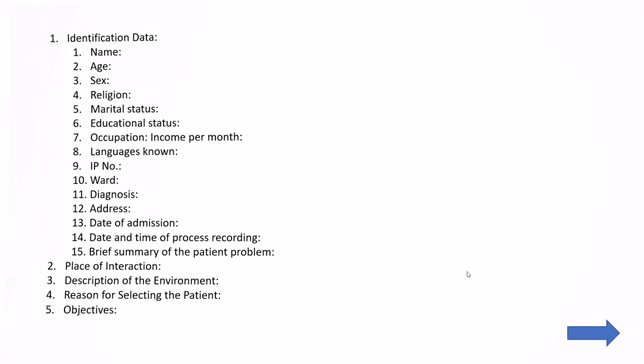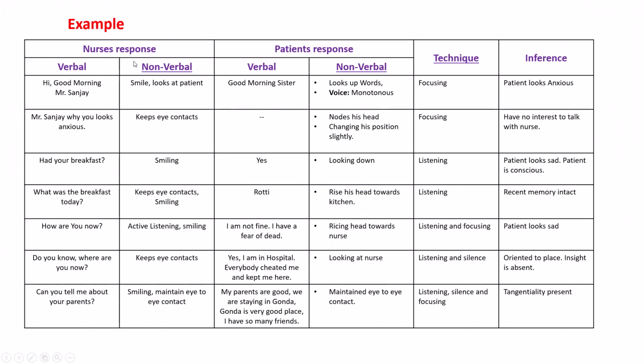Next we have to record the nurse's response and patient's response, whatever happened between the interaction, that we have to write here. First two, nurse's response and patient's response is there. So for nurse's response, two columns are there. One is verbal and the other non-verbal reactions we have to write. Like nurses, patients also have verbal column and non-verbal column.